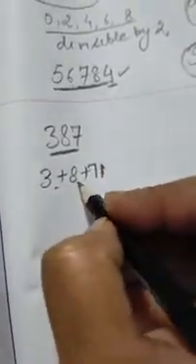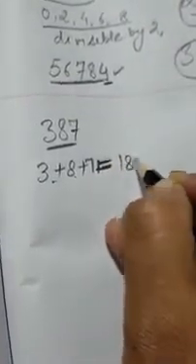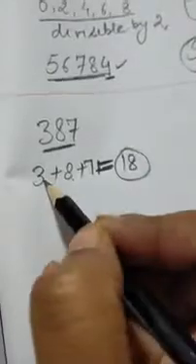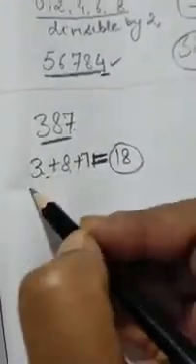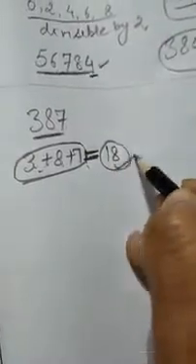3 plus 8 plus 7. We will add all these three digits, and what will we get? We will get 18. Yes.